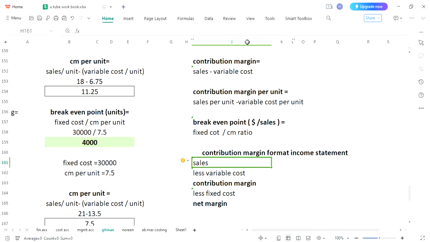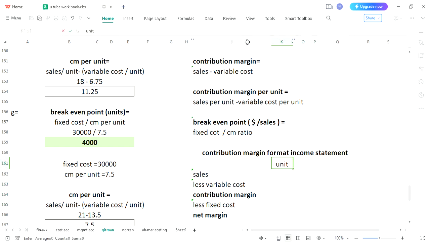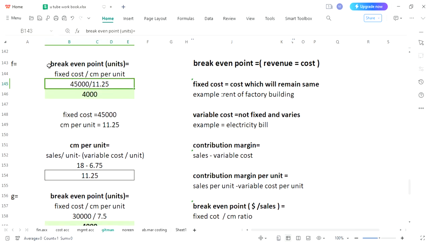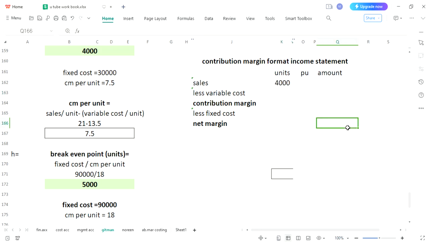Over here, first you will mention your units, number of units, and then you will write per unit. I'm just writing PU for per unit, and then you will calculate the amount. Okay, any firm can be put, but we will see what firm F is doing. We have calculated 4,000 units, and we will put 4,000 units over here. I'm repeating what we are doing: your net margin should be equal to 0 over here.